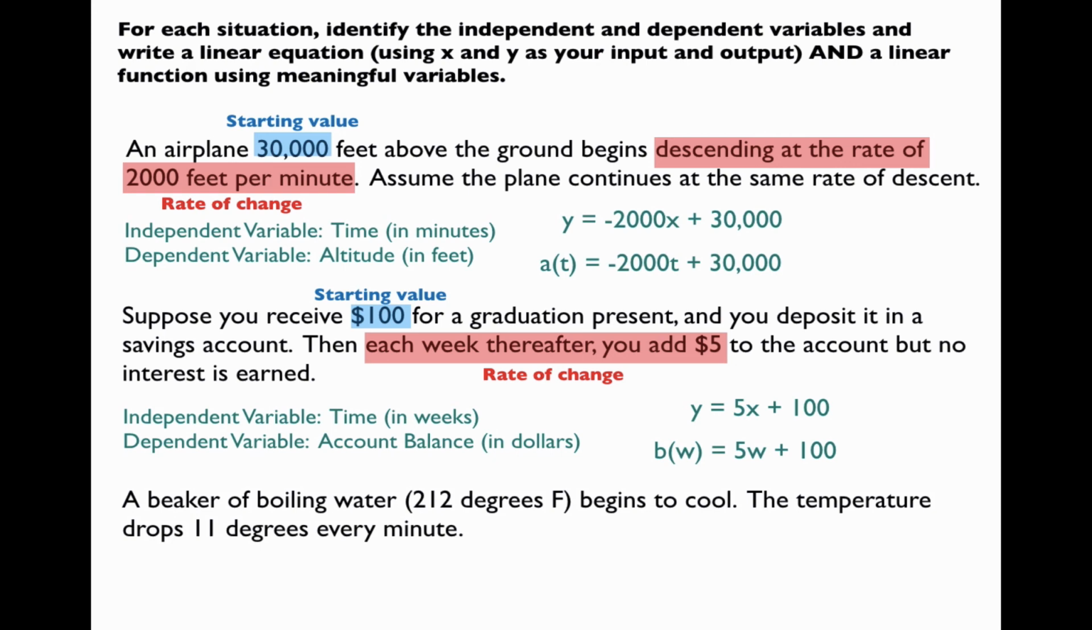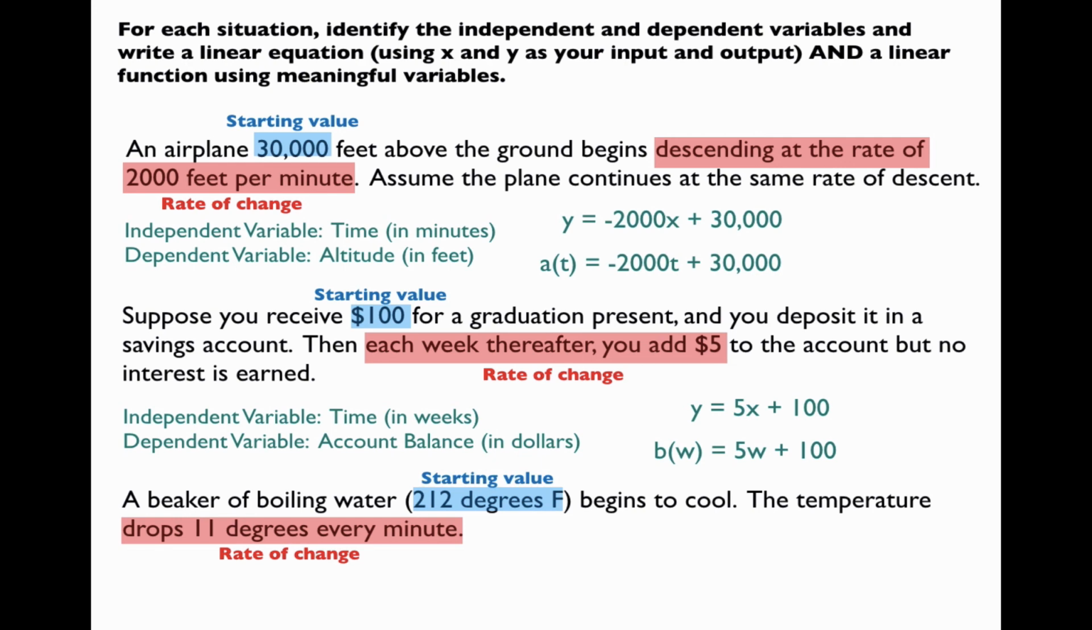Okay, so again, we're looking for a rate of change and a starting value. Now the rate of change right here says drops 11 degrees every minute. This is important because drops tells you that it's not increasing, but it is decreasing. So this is going to be a negative slope. And of course, if the water is boiling, then it has to be at a temperature of 212 degrees Fahrenheit if you're at sea level. So there's our starting point.